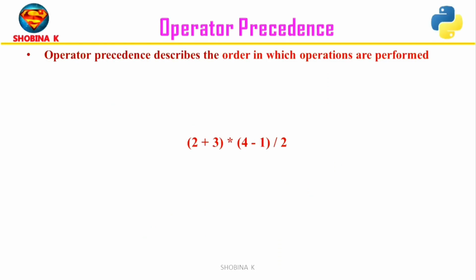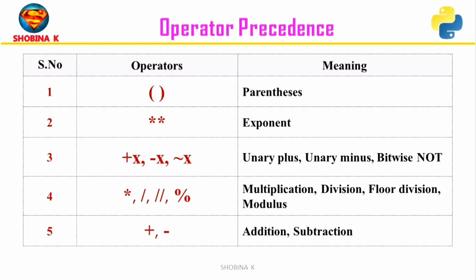And note that the parentheses have the highest precedence in Python. So the expressions within the parentheses are evaluated first, which overrides the default order of precedence. If there are nested parentheses, the innermost expressions are evaluated first. And here is the list of operator precedence including parentheses at the highest level. Parentheses have the highest precedence, so any expression within the parentheses is evaluated first.